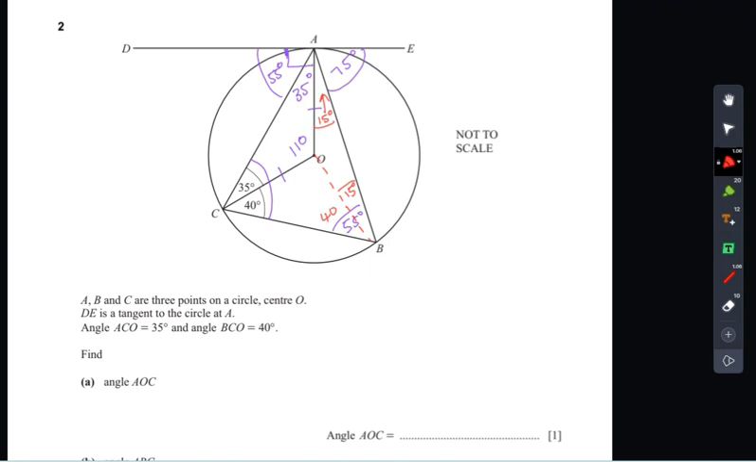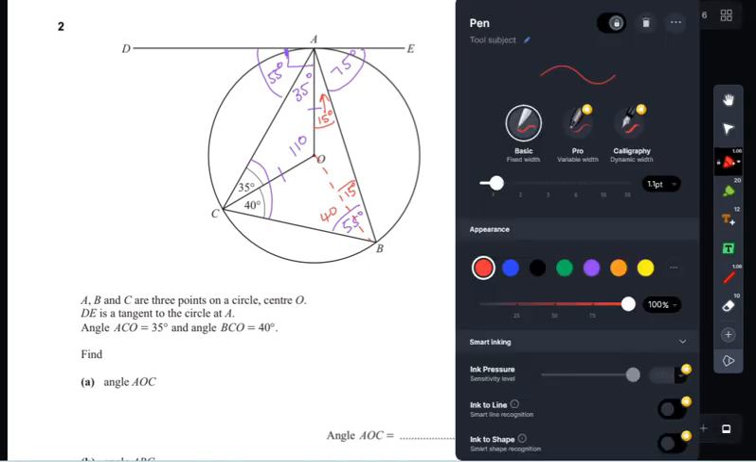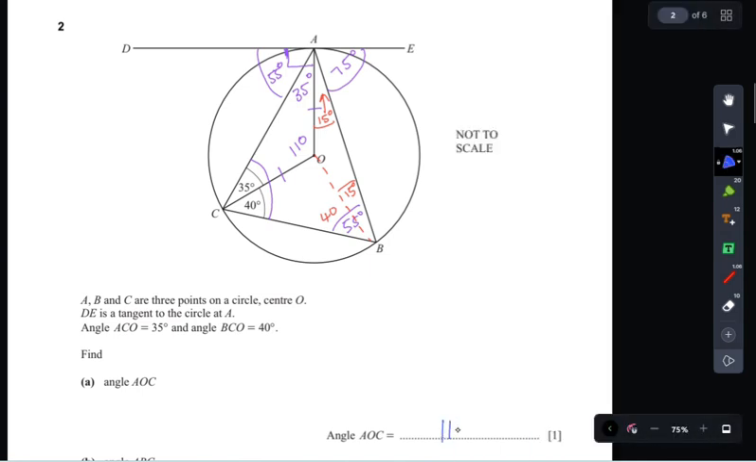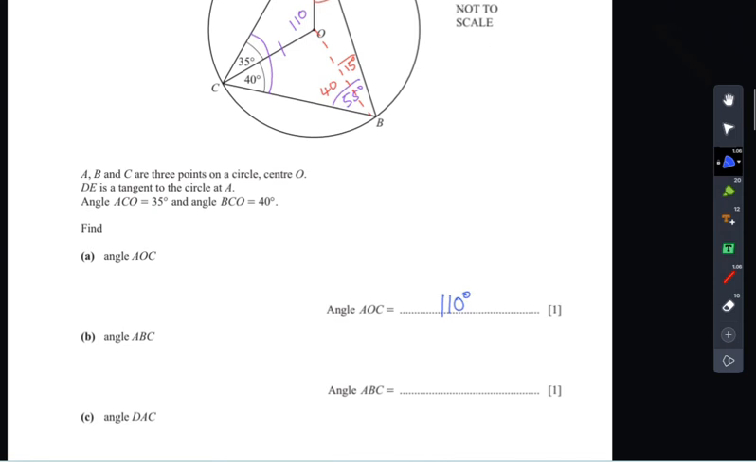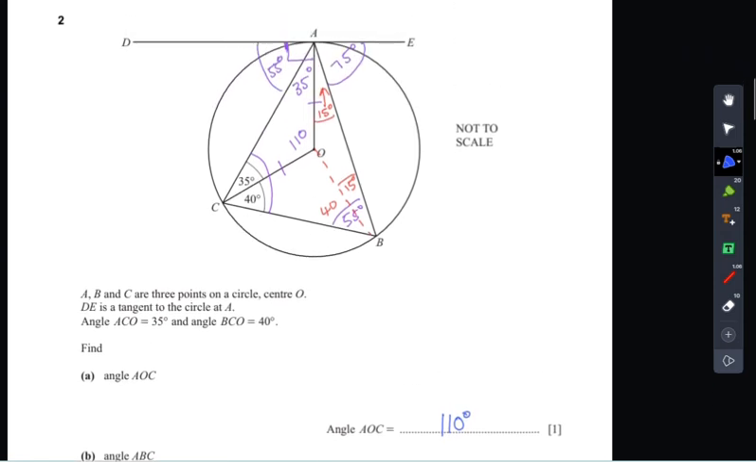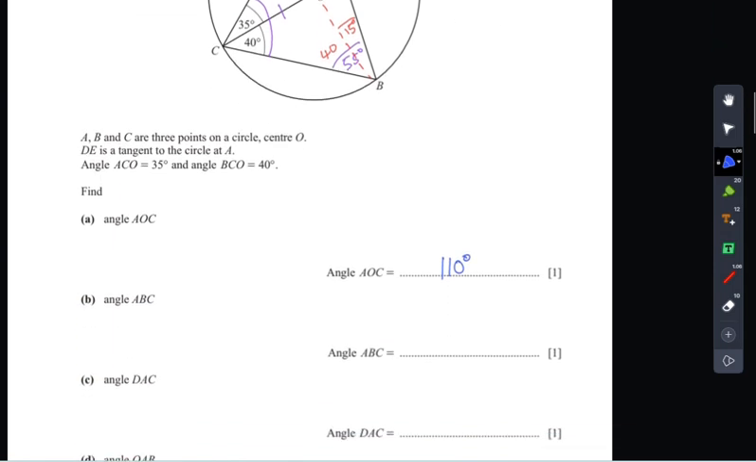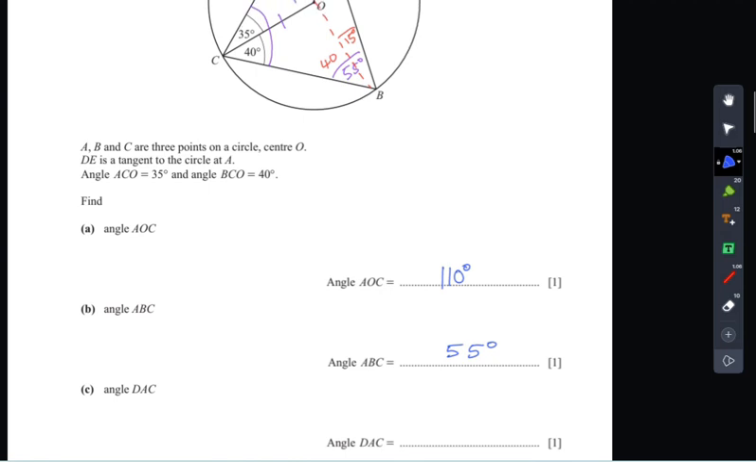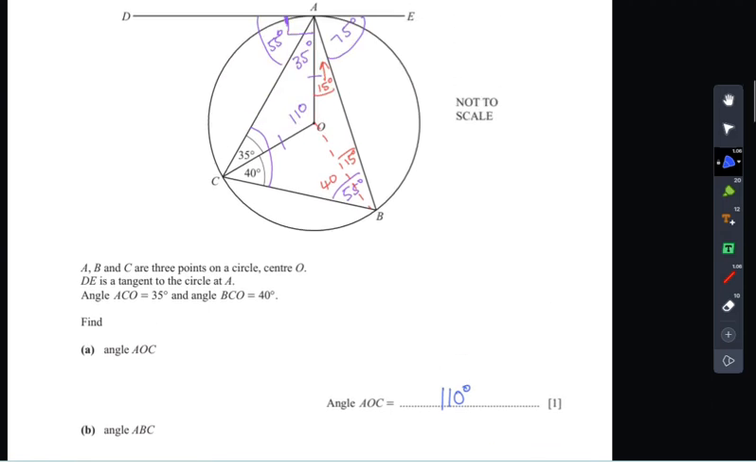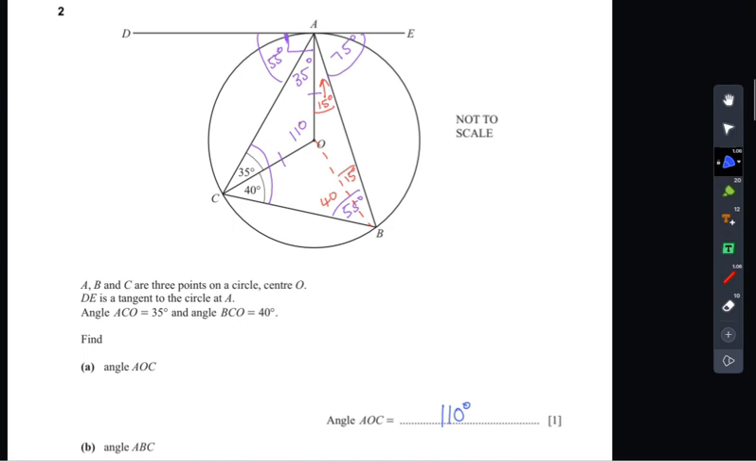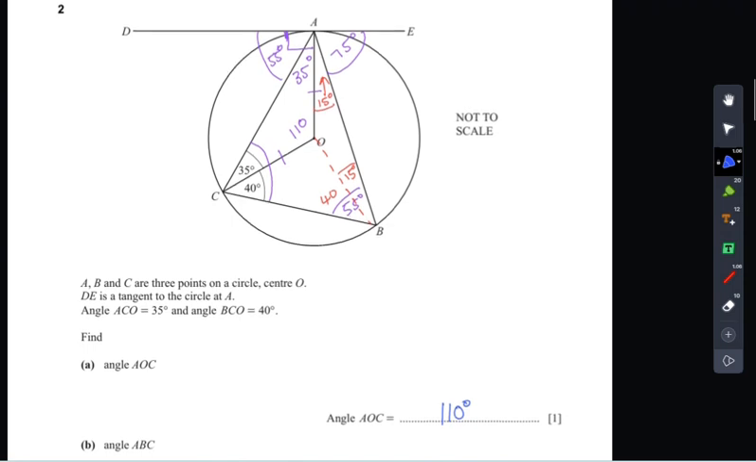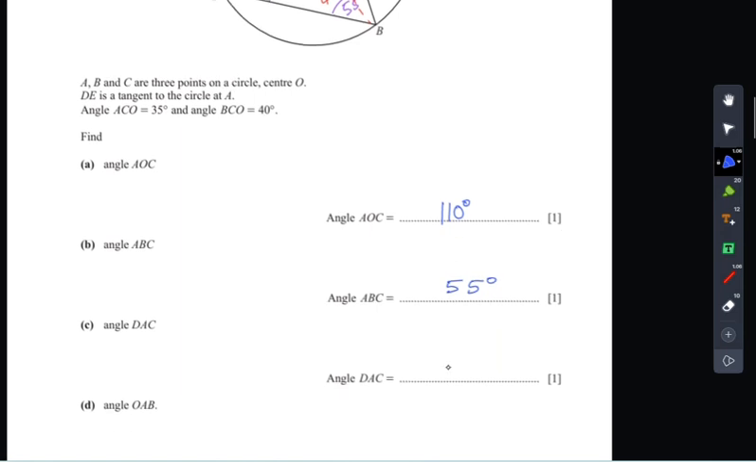Let's see down there. Find AOC. AOC, that's 110. Okay, we got 110 there. ABC, that's 55 degrees, right? And then DAC, let's go back. DAC, it's also 55 degrees now.